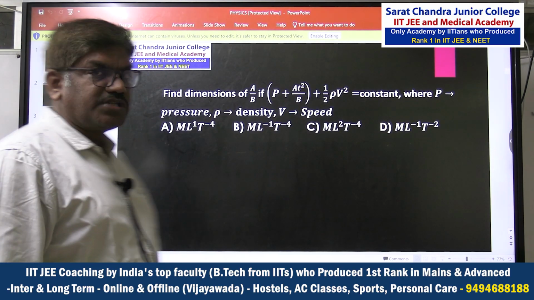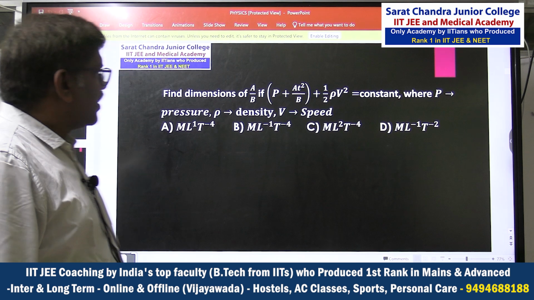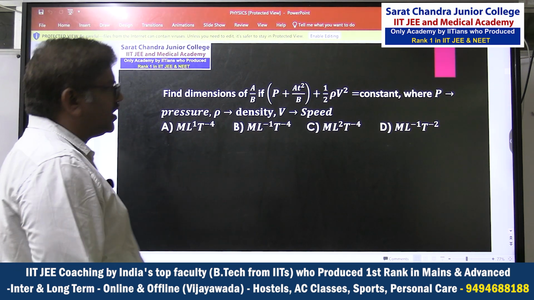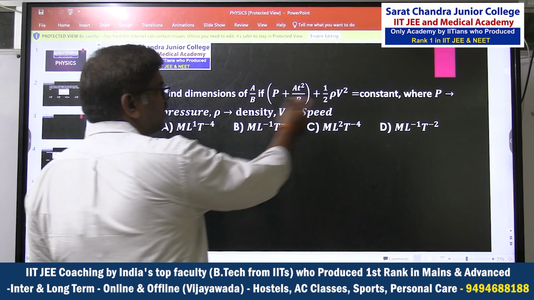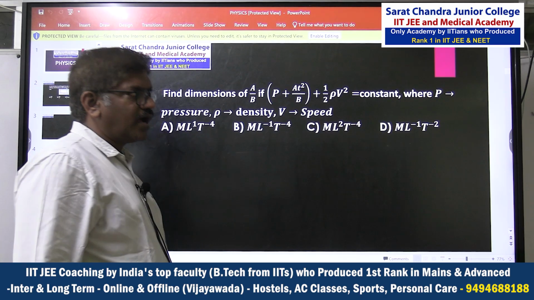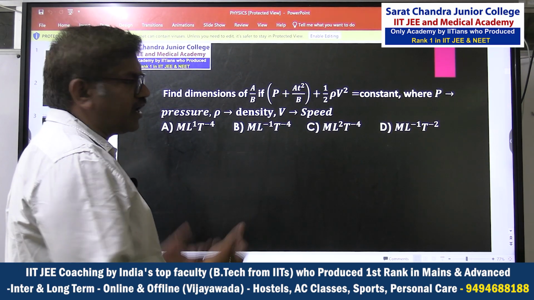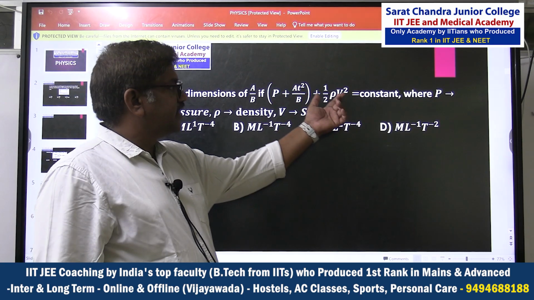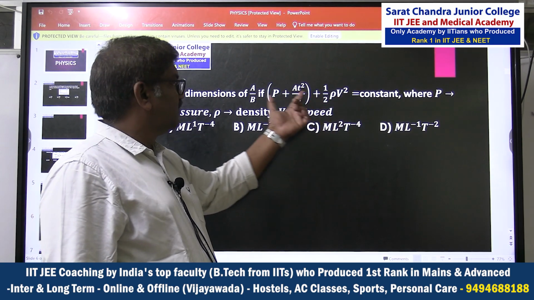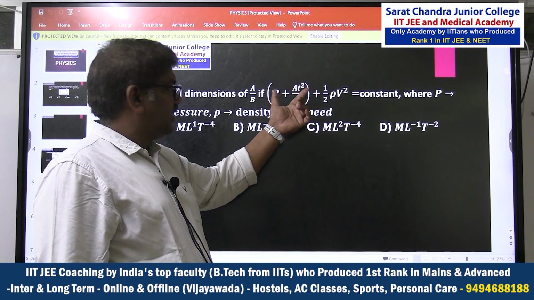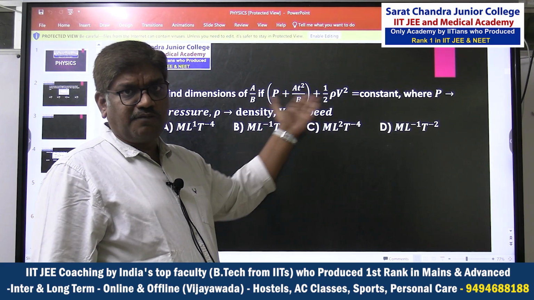This is the question based on unit and dimension. This is a Bernoulli equation which is given to you, as you can see: P plus half rho V square plus there is another unknown term, right? Either you can follow the Bernoulli equation that this is the energy per unit volume, or otherwise simply you can say that it will also follow the principle of homogeneity.